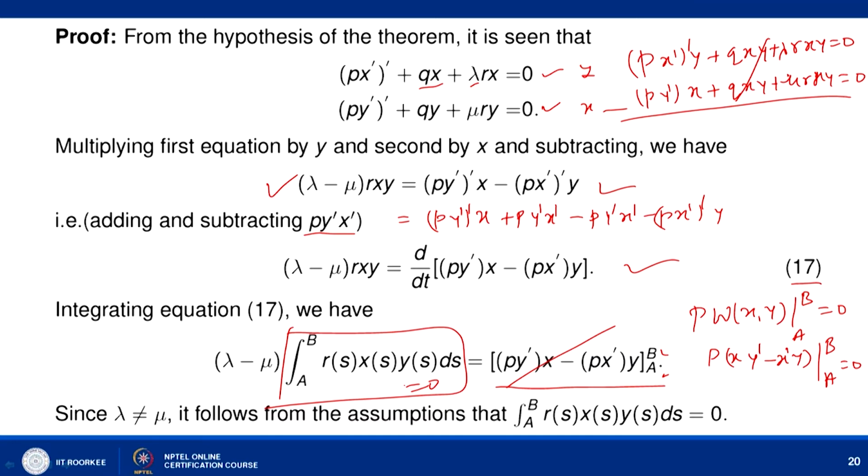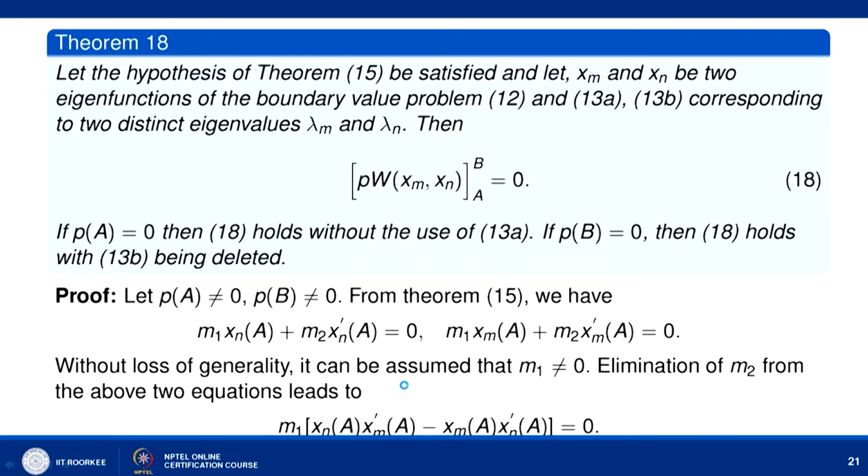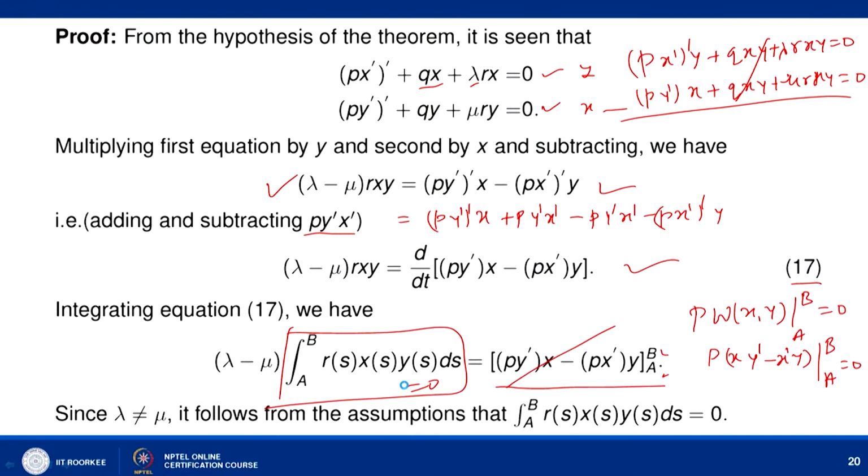Now next we want to show that we have already proved that if a certain condition holds, that is p of b times the Wronskian of x, y at b is equal to p of a times the Wronskian of x, y at a, if these two are equal, then eigenfunctions corresponding to distinct eigenvalues are orthogonal to each other. Now see how the boundary conditions which we have assumed, that is the separated boundary condition and the periodic boundary condition, are helpful to find out that this condition trivially holds. So for that, let us consider the following theorem.